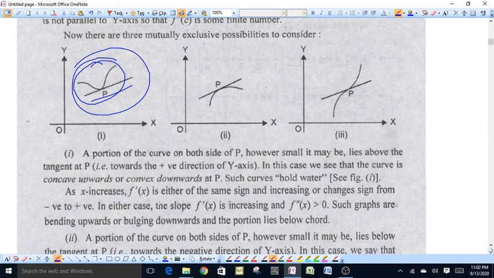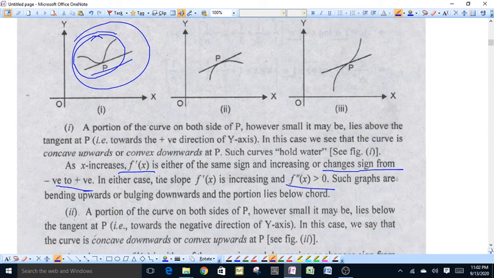That is, the derivative of the function changes sign from negative to positive, and at this point the second order derivative of the function is positive. That is, P is the point of minima.